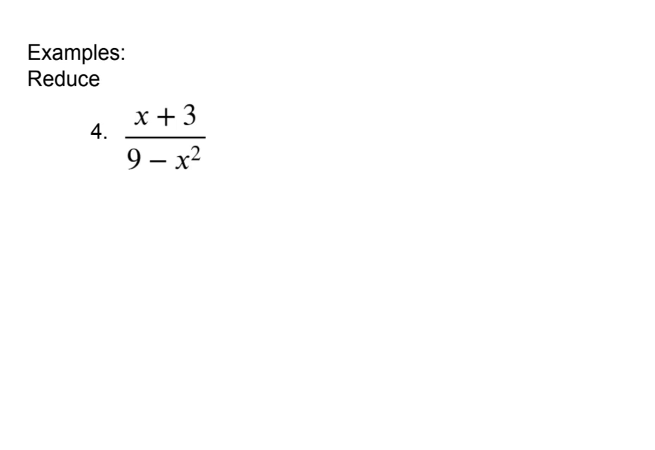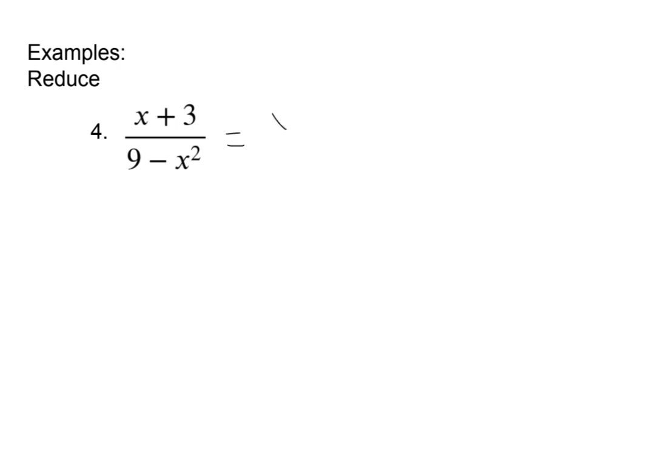It is so tempting to want to take this 3 and this 9 and reduce. But you cannot do that because of order of operations. This 3 is linked with this x. So in order to cancel this, I'm going to have to cancel an x plus 3 factor with another x plus 3 factor. So before we can even do anything here, we need to get this guy in factored form.